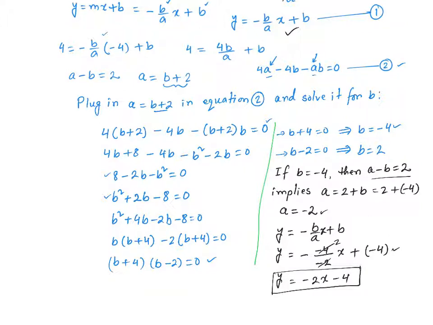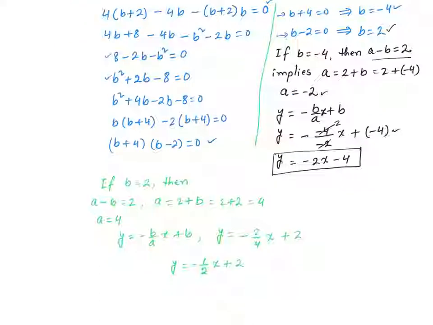Okay. Now when I take into consideration the other value of b, which is b is equal to 2, I'm going to get another equation, and that equation is this one. Now how do I get this equation? Very straightforward. If we assume the other value of b, 2, then by plugging it into this relationship which is given in the problem, we get a is equal to 4. Then I plug this into equation number 1, y is equal to -b over a x plus b. So I just plug in b and a and then simplify it, and I get this equation. So we have gotten two equations. This is the first one and this is the second one.